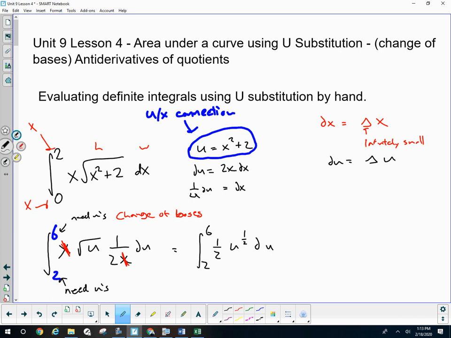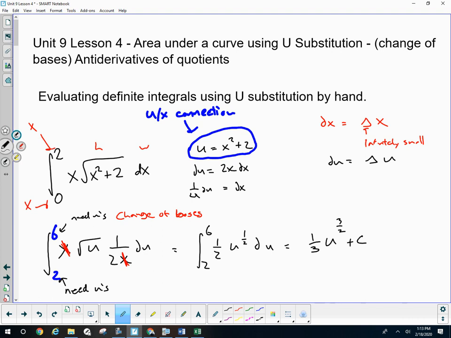What would be the next step? Take the antiderivative. We don't forget this step. This is the most important step. Take the antiderivative. So I get u to the 3/2, and then 2/3, so that becomes 1/3 u to the 3/2 plus a c.